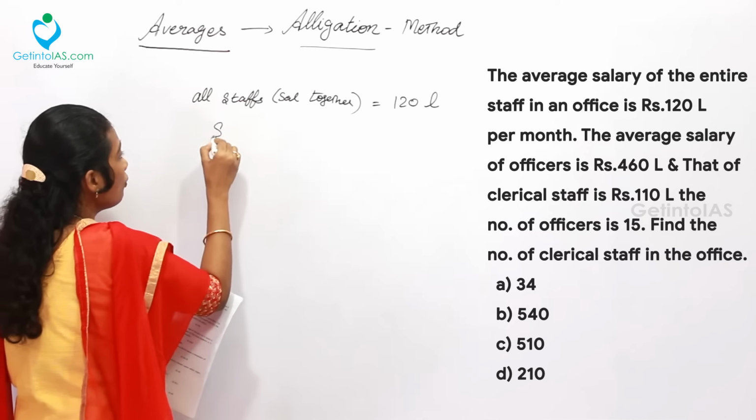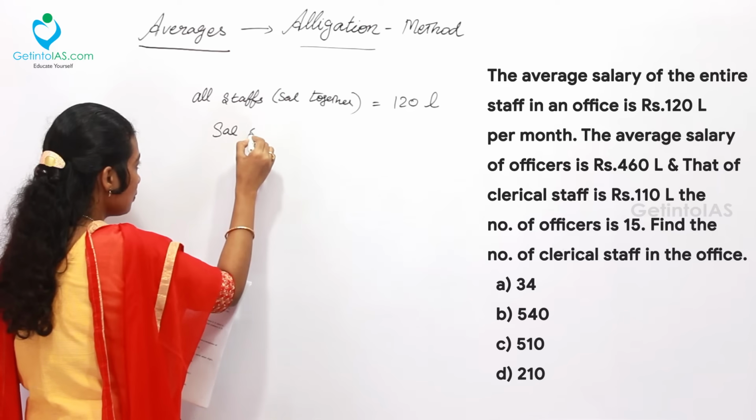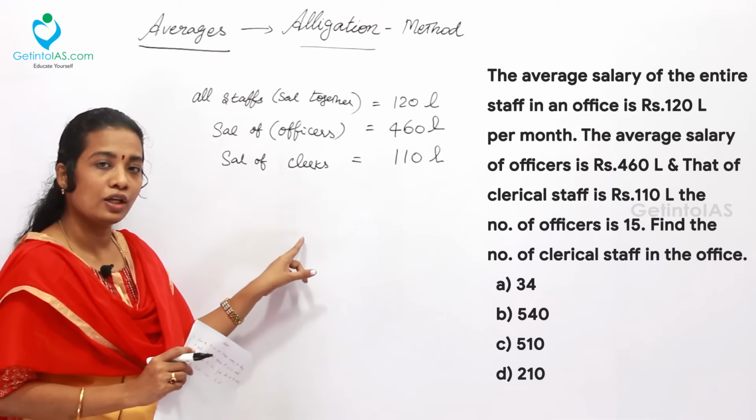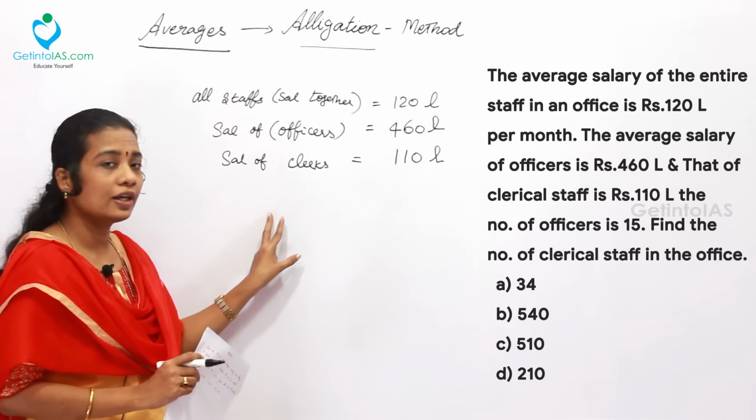Only the salary of officers is 460 lakhs. Then the clerical staff's salary is equal to 110 lakhs. And one more piece of information is given regarding the number of officers, which is 15. Now these three criteria are enough to apply the alligation method.